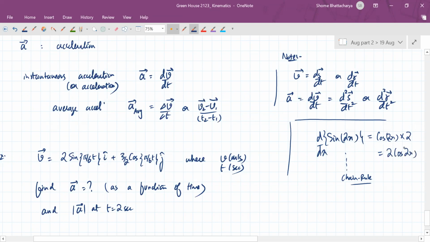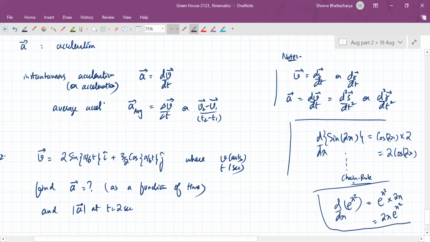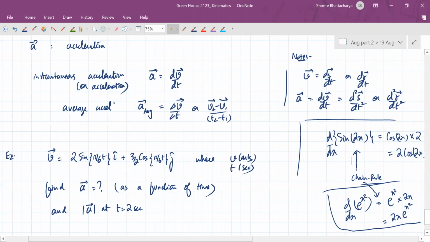So it becomes 2 cos 2x. Just like, for example, if you were differentiating e raised power x square, what would your answer be? Differentiation of e raised power is e raised power, but then multiplied with differentiation of x square. So it's 2x. So it would have been 2x e raised power x square. So this example is not relevant in this problem, but remember that here also we are using chain rule. Here also we are using chain rule. So just try it once more with this thing in mind.